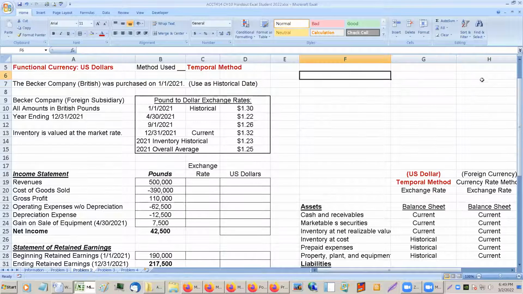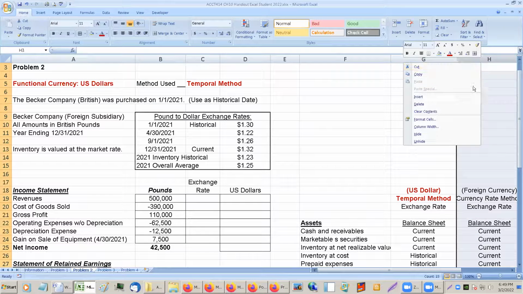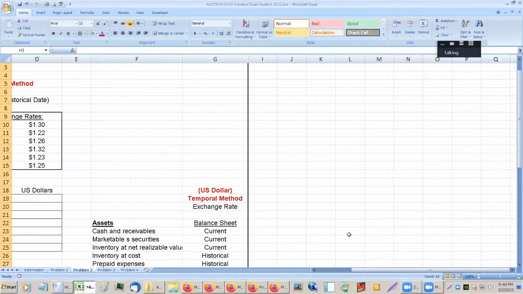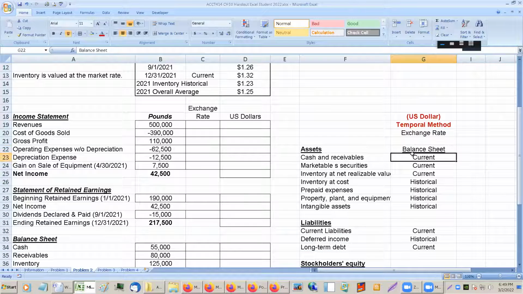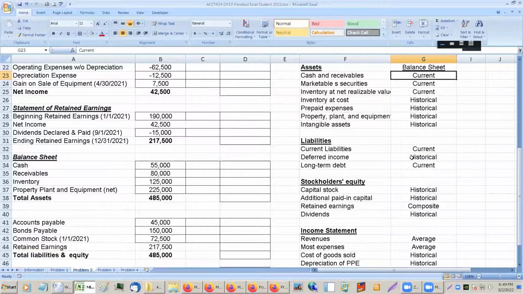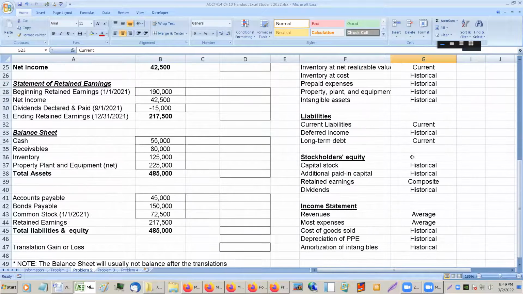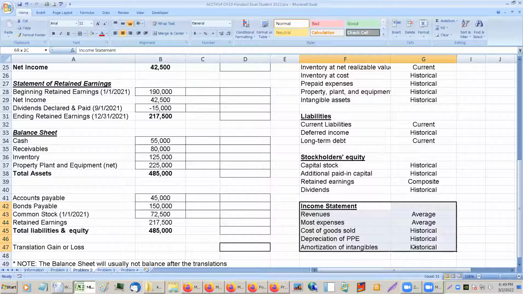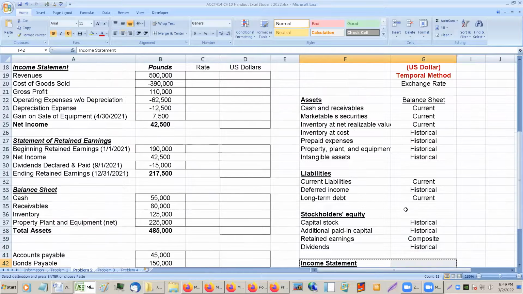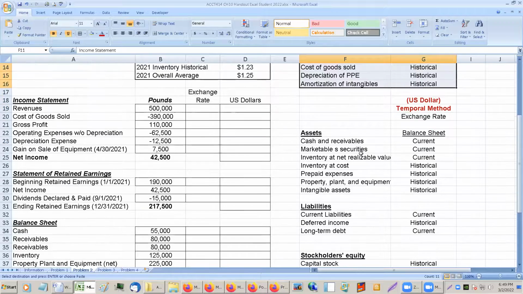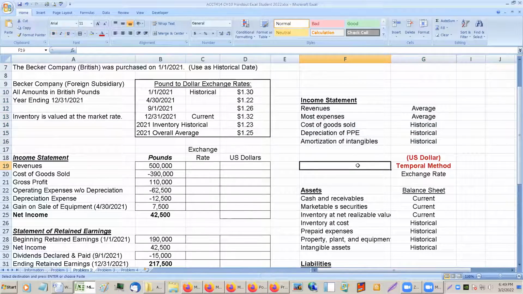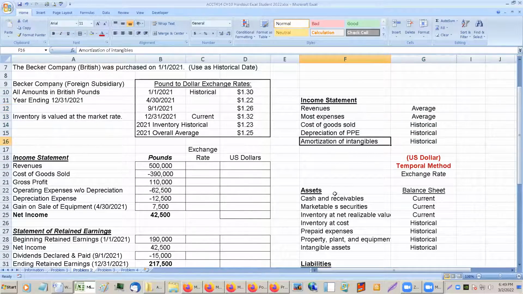And the temporal method is, I'm going to hide this. The temporal method is a little bit more involved. I'm going to go ahead and move this up just because. I'll leave it down there. I'm going to have it up here so they can take a look at it. Okay.